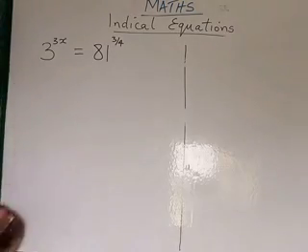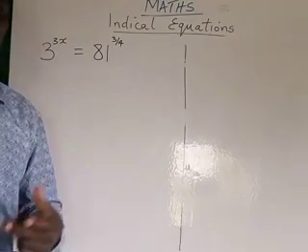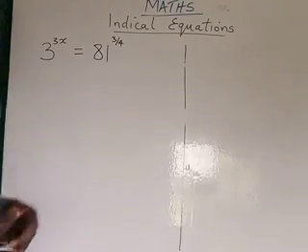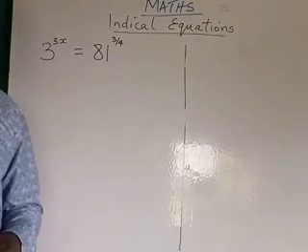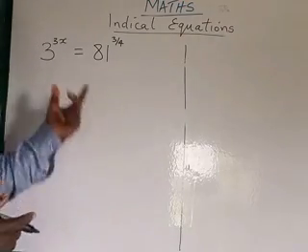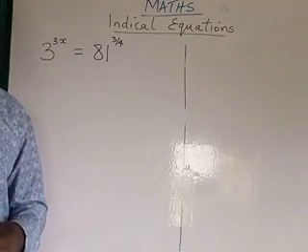Now we have an expression on the board, and this is another equation under indices, an indical equation. The left hand side reads 3 raised to the power 3x, and the right hand side is 81 raised to the power 3 over 4. How can we solve this to get the value of x? Because we are actually looking for the value of x.